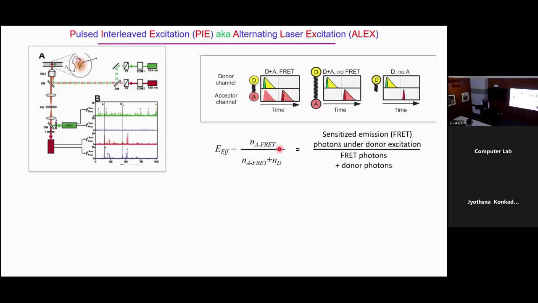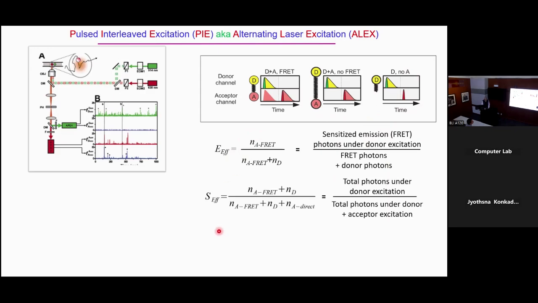Okay, so here's the equation which you all know about for the FRET efficiency. So it's the sensitized emission, so it's the acceptor photons under donor excitation over the total photons. So that's the simplest way of describing the fluorescence energy transfer efficiency. All right, now we get another signal from this, which we call the stoichiometry.